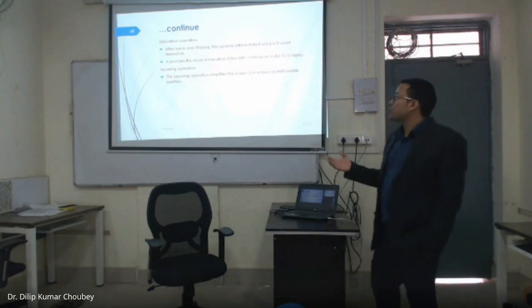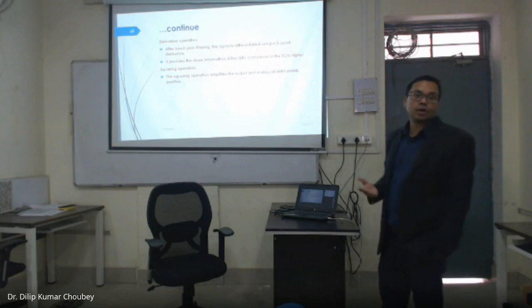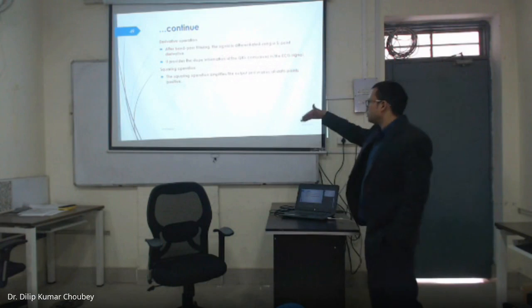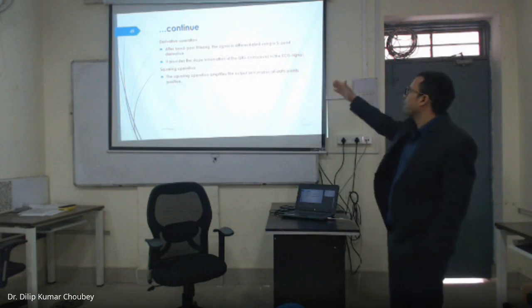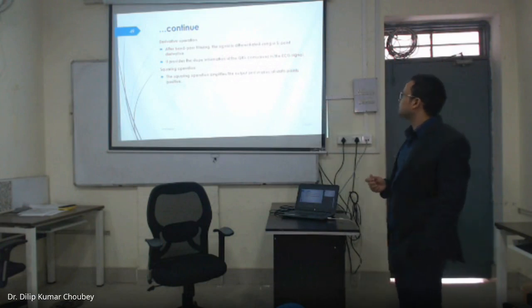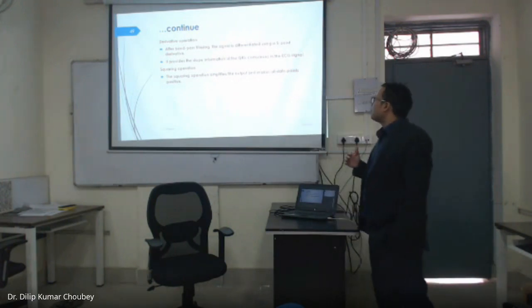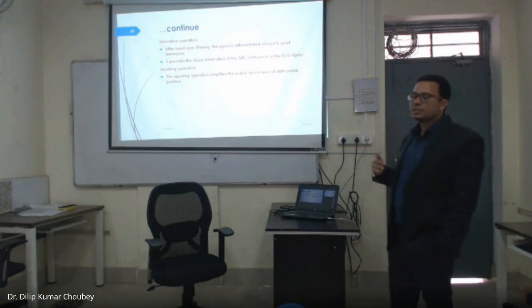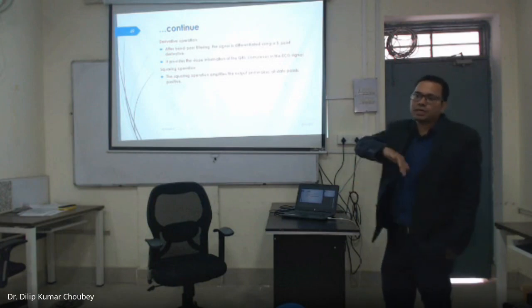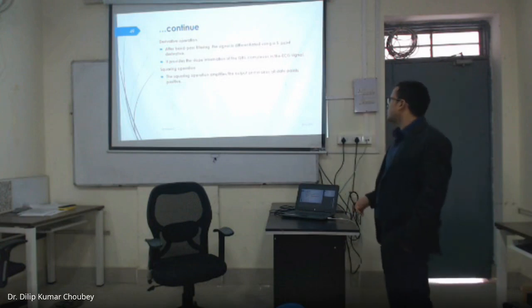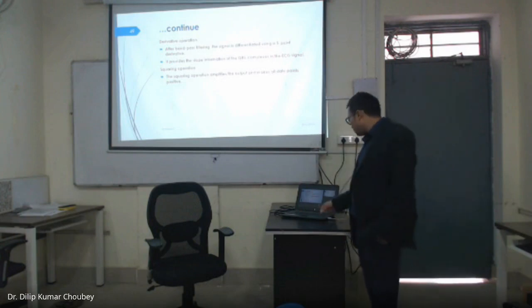The derivative operation has a motive because it gives you the information of the slope of the signal. So that's why, after the bandpass filtering, we perform the derivative operation. It gives you the slope information, and after getting the slope information, the squaring operation amplifies the signal. Whatever slope comes, it will further minimize the lower slopes and maximize the higher slopes. So the squaring operation amplifies the output and makes all data points positive.